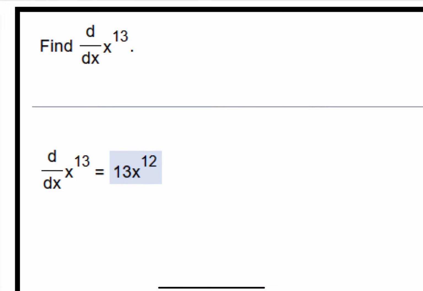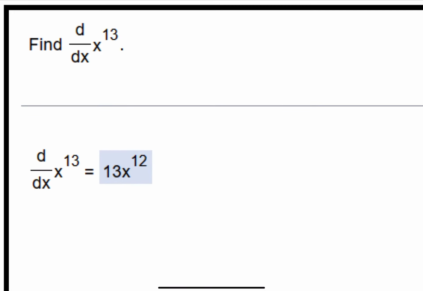Derivatives are one of my favorites. So here I have d by dx. That's how sometimes you represent it, as f prime of x, or sometimes you say d by dx of the function itself. There are multiple ways of representing it, but ultimately you're trying to find the derivative of the function. So let's start with the formula.